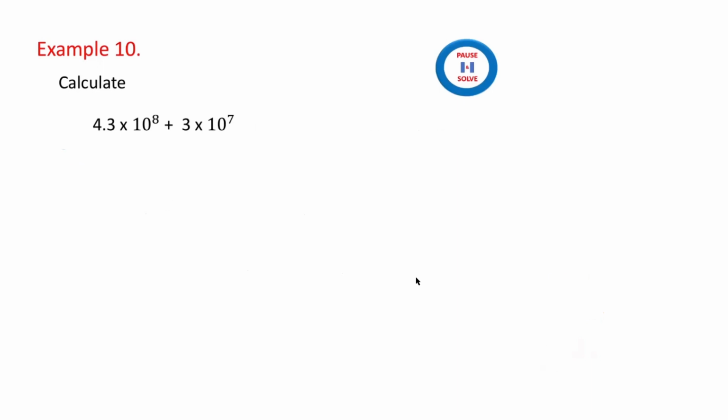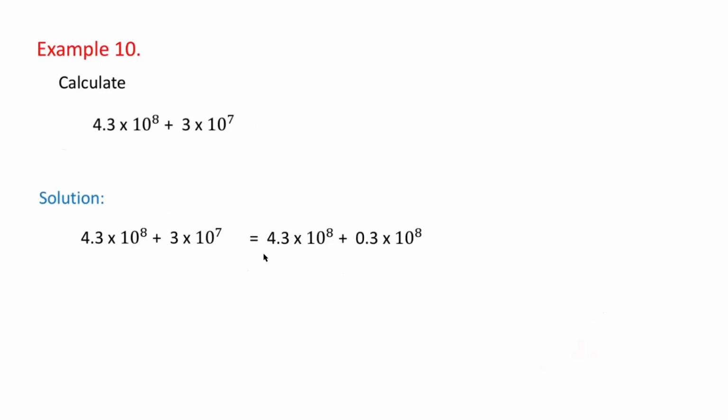Example number 10, addition. Now this 7 needs to become 8, so move this decimal point that is here to the left, and now you add the two coefficients and you're good.